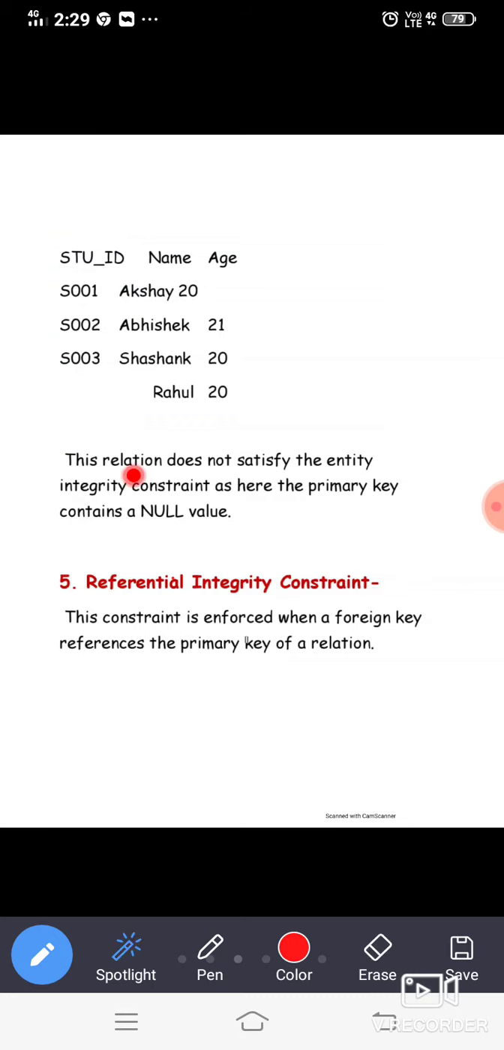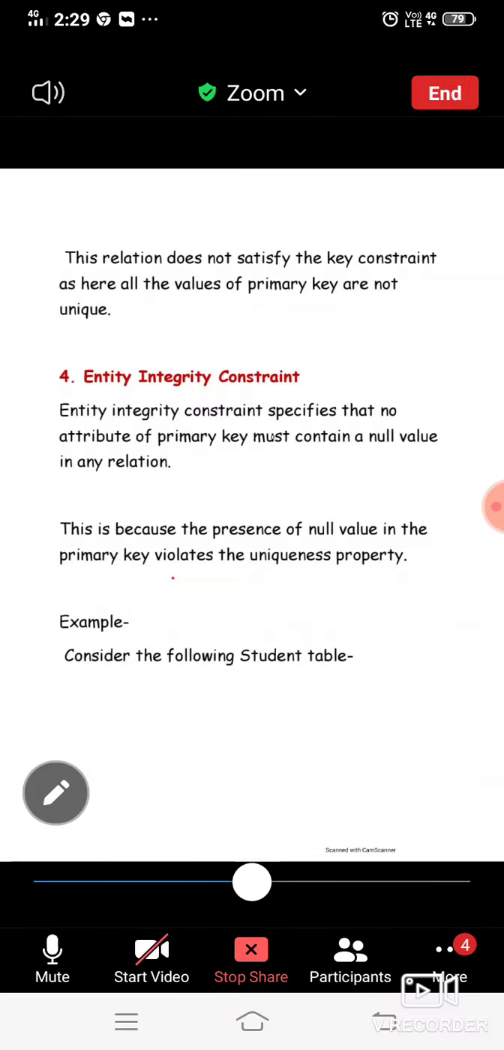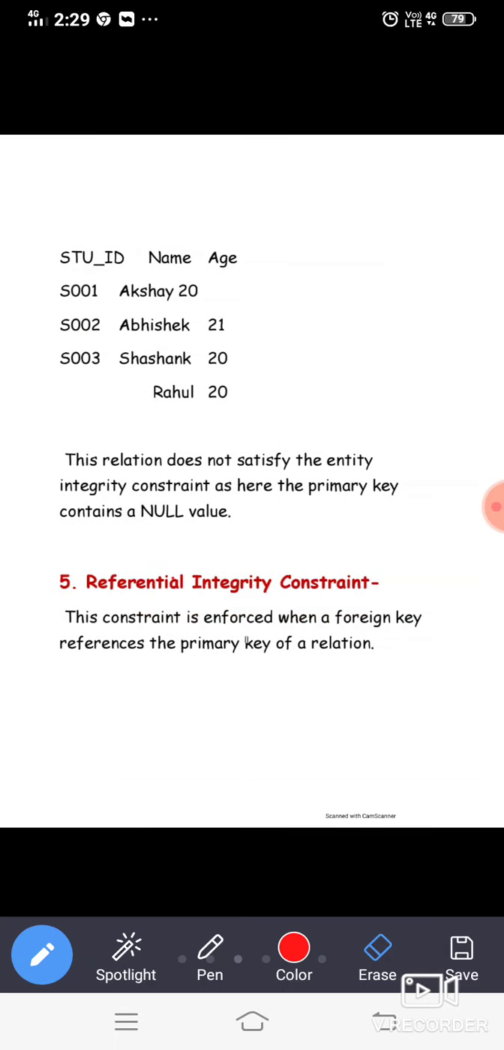The relation does not satisfy the entity integrity, as here the primary key contains a null value. Whenever no value is written, we can consider it a null value. Nothing means null value. So you should not have any null values, there must be some value for the primary key here. So it's a very simple one.